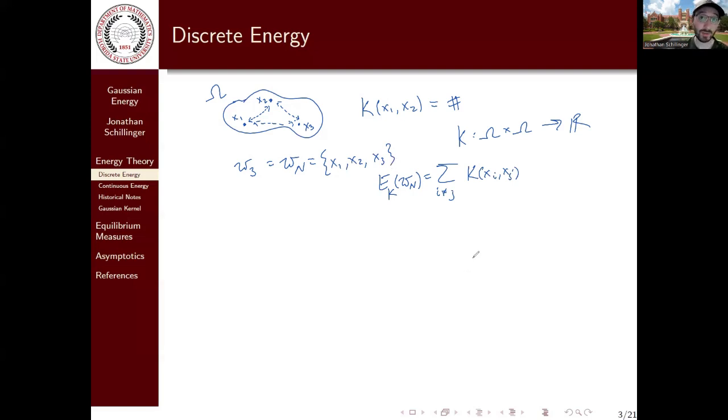Okay, so this is discrete energy, and now the discrete energy problem becomes: how do I make this as small as possible?